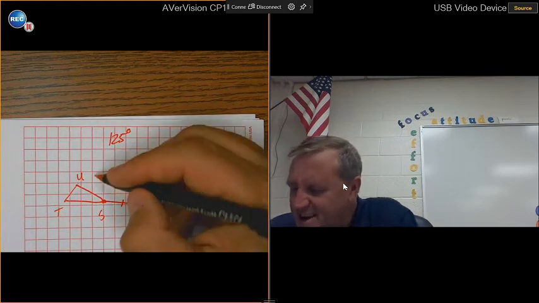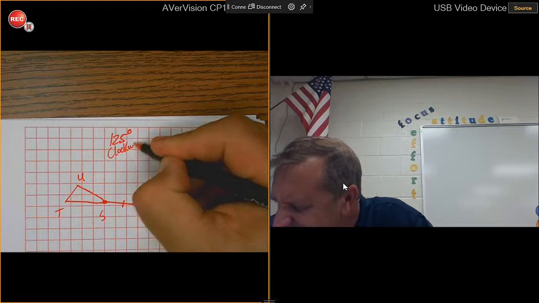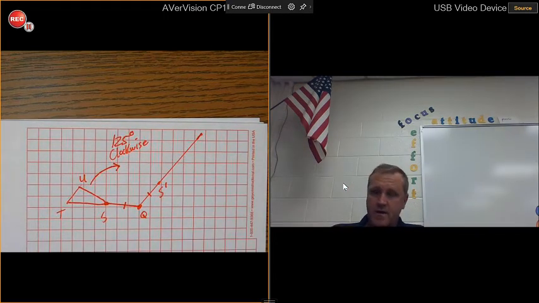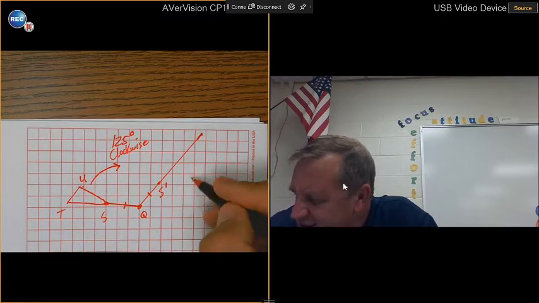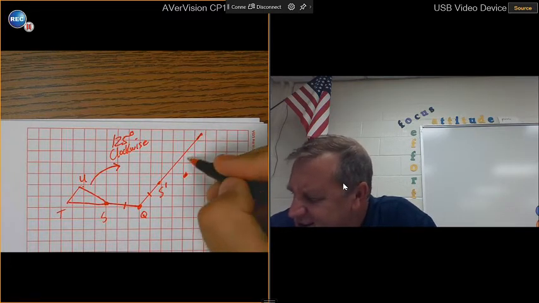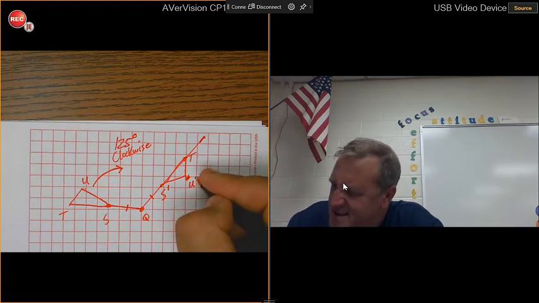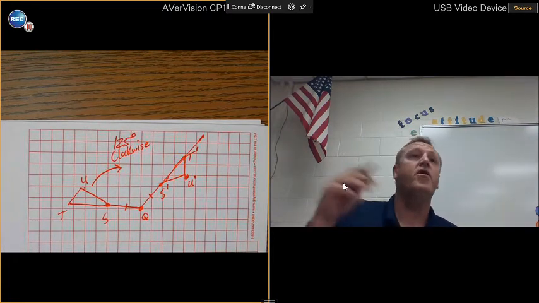So if it's rotating 125 degrees clockwise, it means it's going this direction. Okay. So if S is here and U is there, that means U is going to be further over. Oh, probably about here. And T is about right in line. Close. You get the idea? And you can do it for all 3 points.